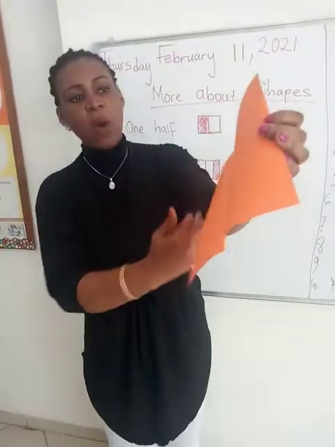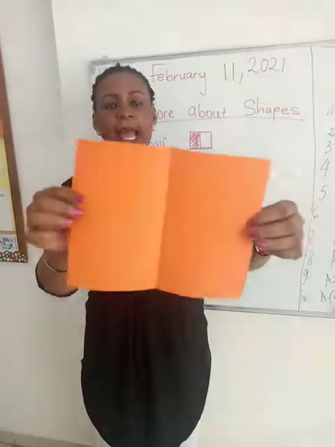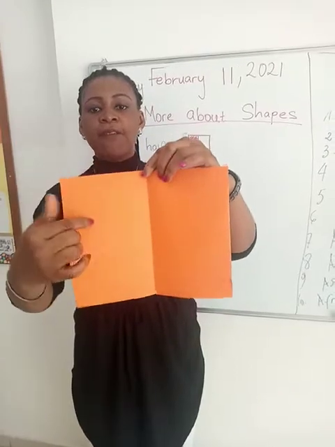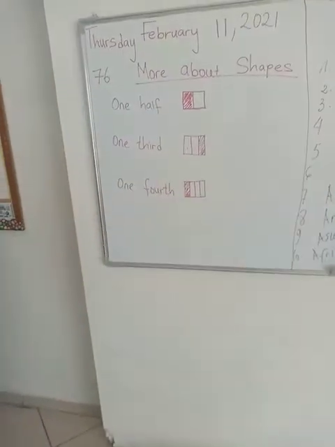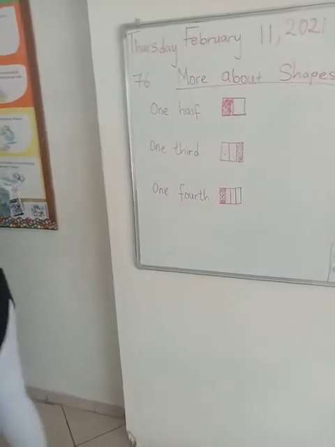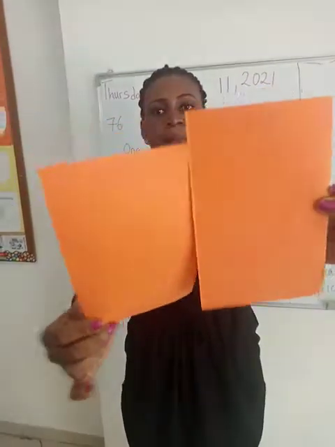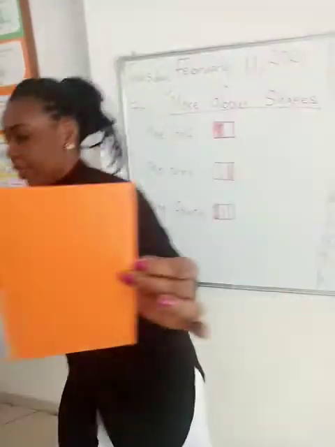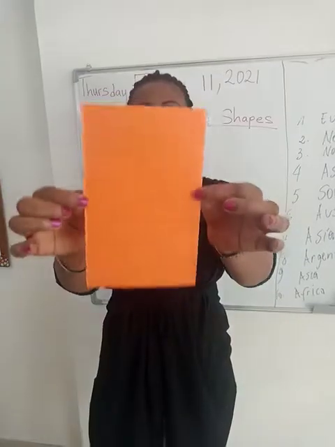Now, if I give 1 part of my paper to Roxanne, I have given 1/2 of this orange paper to Roxanne. So I'm going to cut it out. So there we go. Right? So I'm going to give 1/2 of this paper to Roxanne. Now I have 1/2 also left.